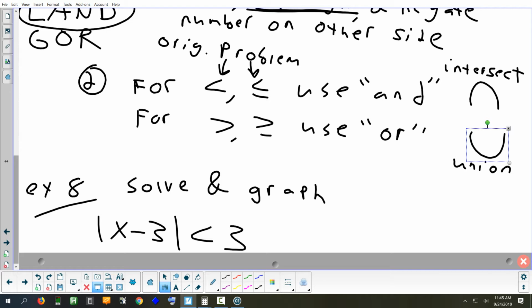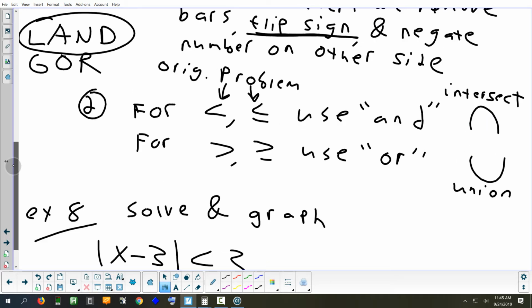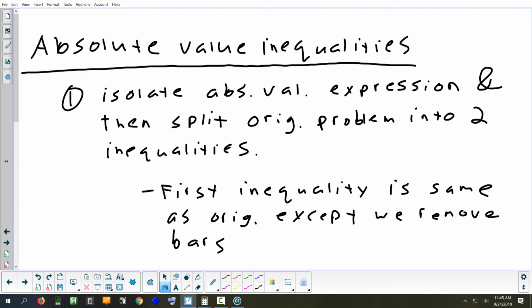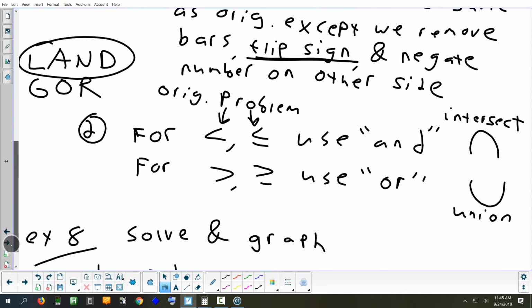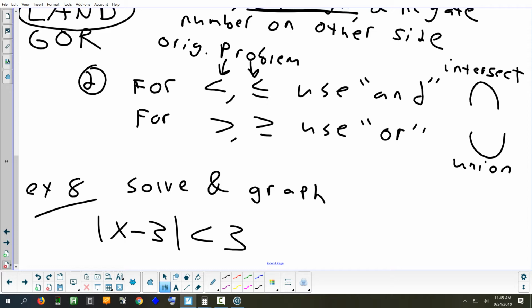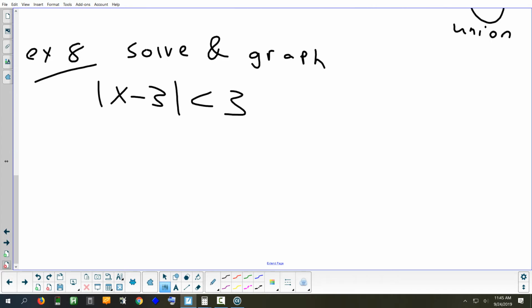All right, so let's try this one. So before I even start it, I want to check if the absolute value is by itself. Is it by itself? Yeah, then we're fine. We're fine to split it. Sometimes what I do is I write down right now if it's and or, so I don't forget. What's the inequality in this one? It's a less than. Land. Right? And. So put the word and so you don't forget that.